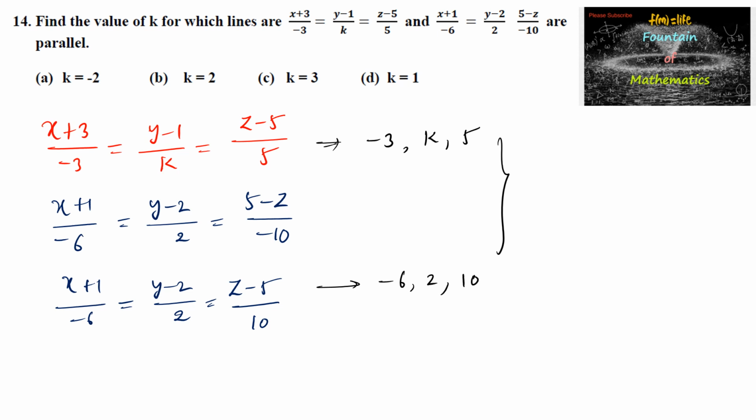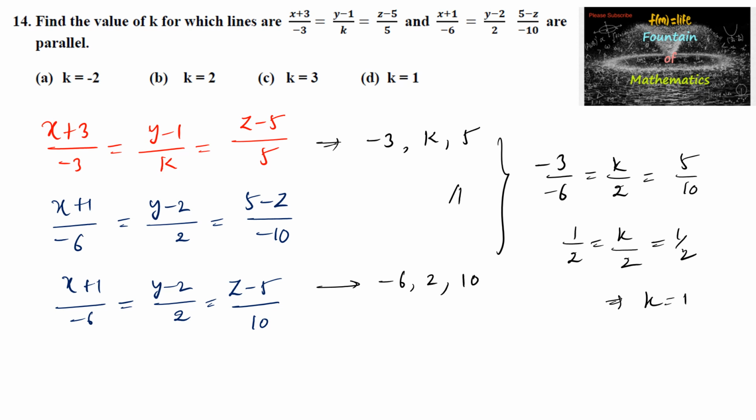Since they are parallel, we can say that -3/-6 must be equal to k/2 is equal to 5/10, or we can write 1/2 is equal to k/2, or 1/2. So the value of k is equal to 1. So the value of k must be equal to 1, which is option D.